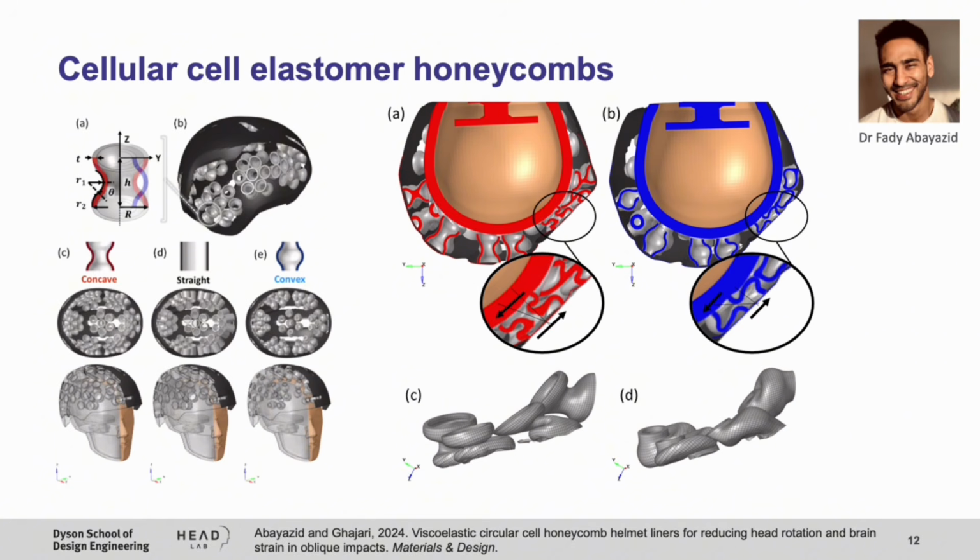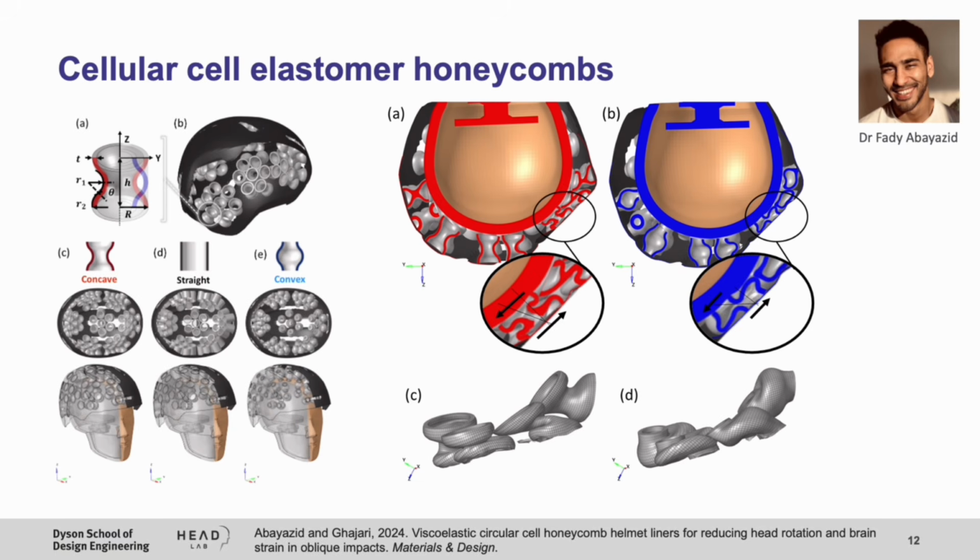And what is quite interesting here is the way that these elastomers are crushing. So the concave one that you can see here, they are crushing axially, but because we have a tangential force as well, this is an oblique impact. That tangential force is shearing the elastomers.